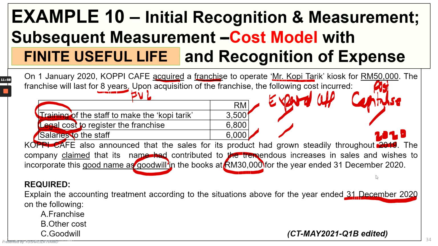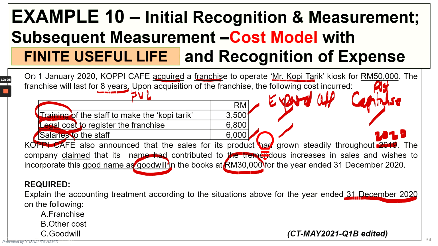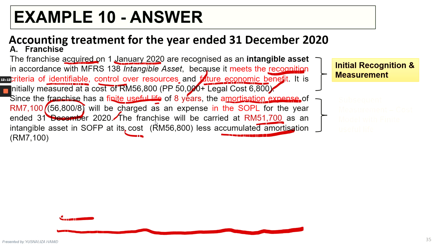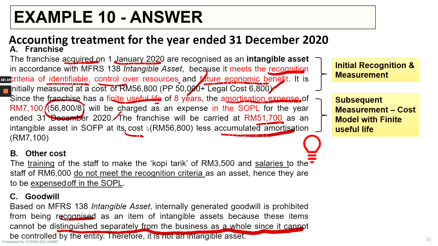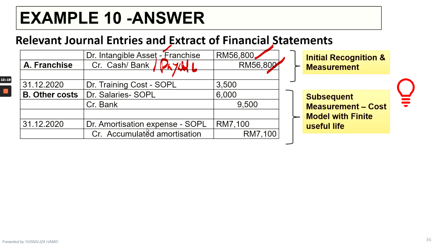31st of December 2020. Okay, that was actually 1st of January 2020. So we need to make some adjustment here. The date should be changed. Okay, let me just do it for you. This should be on 1st of January 2020. Same goes here, 1st of January 2020.